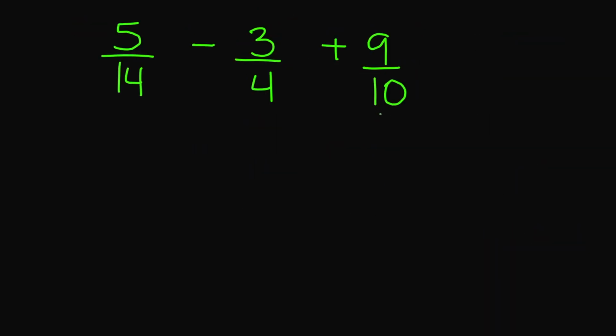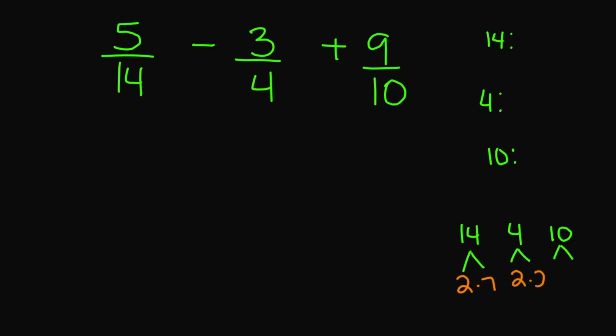We have 5 over 14 minus 3 over 4 plus 9 over 10. So I'm going to go ahead and list the denominators here. Remember, we need to find a common denominator since my denominators in this example are not the same. So 14, we can simplify this into 2 times 7, and I cannot simplify any further, so I'll leave that alone. For my 4, we can simplify that into 2 times 2. And then my 10, we can simplify that into 2 times 5. So 14, we have 2 times 7, 4, 2 times 2, and then 10, we have 2 times 5.